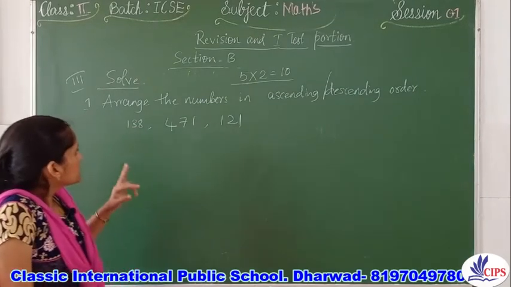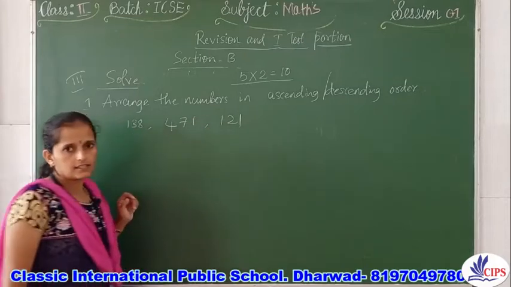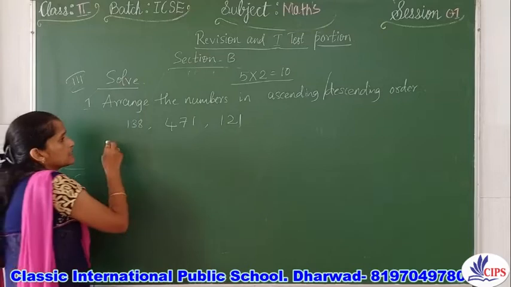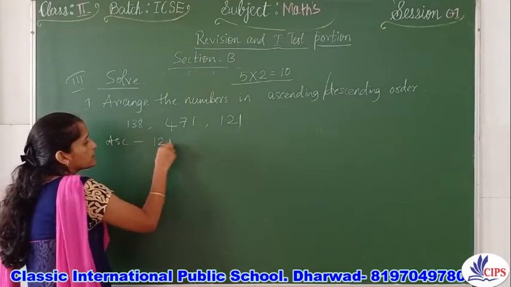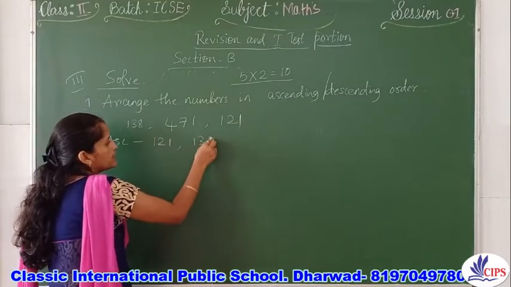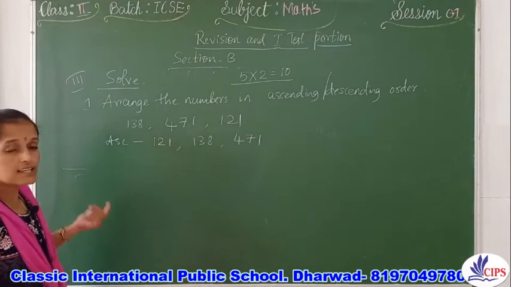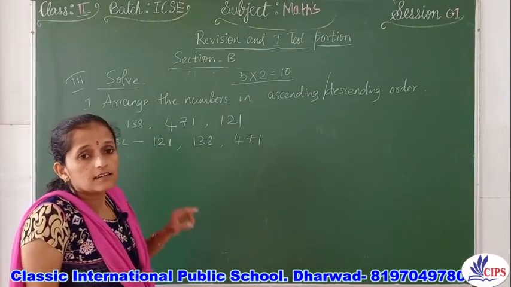Yes, in that case you should go for their tens place, 2 and 3. So in that, 2 is small. So in such cases ascending order will be 121, then comes 138 and 471. Because this I have done using their place values.